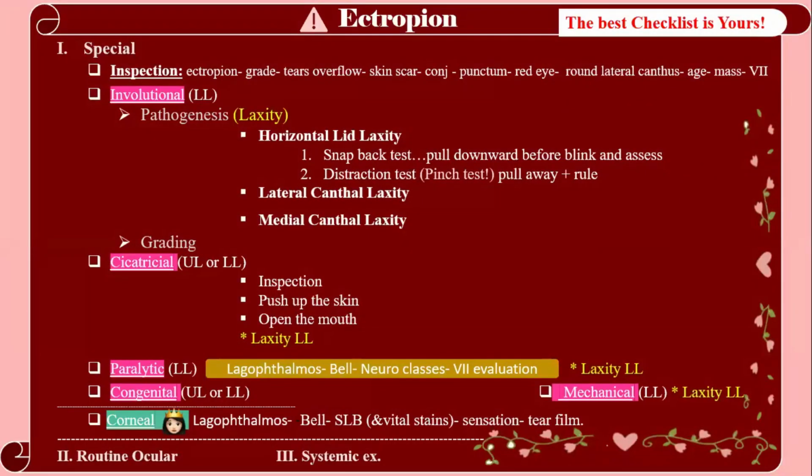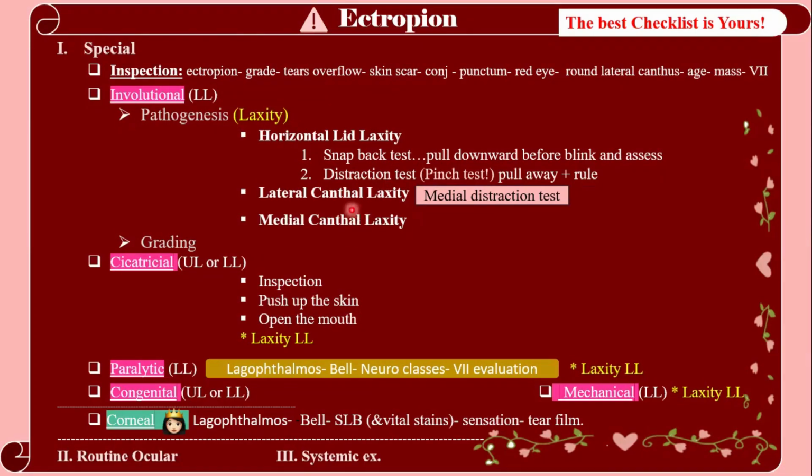So this is again the checklist that we discussed thoroughly in the previous class. I have to add some additional points here because you may find this in other references. In some references, the distraction test is called the pinch test. But in Kanski, they are used synonymously. So the pinch test is the distraction test, when we pull the lower eyelid anteriorly.